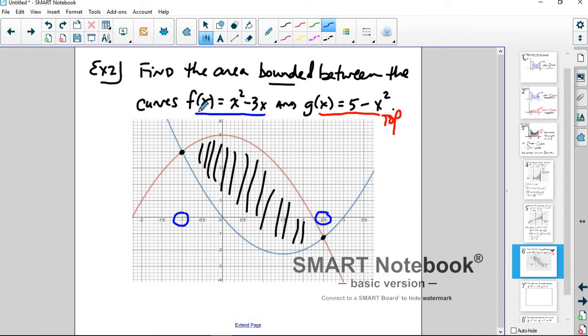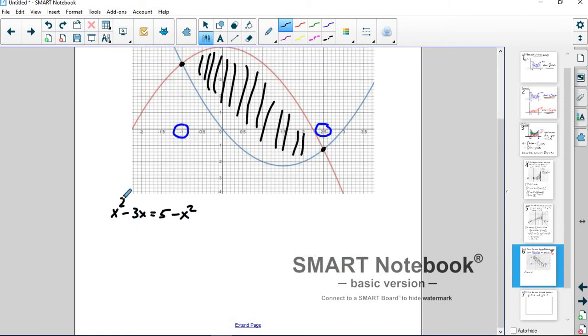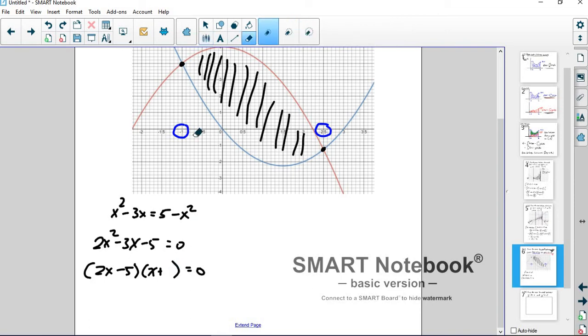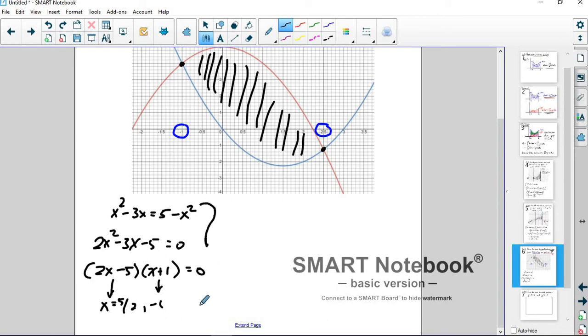Well, you find out where two curves intersect by setting them equal to each other. So I need to set x squared minus 3x equal to 5 minus x squared. So this is an extra step that you've got to do. Pull everything to one side. I get 2x squared minus 3x minus 5 equals 0. I factor. I don't expect you to do it as quickly as I do, but you certainly should be able to factor. I also expect you to factor it properly. So (2x minus 5)(x plus 1). And so this gives me x equals 5/2 as my 1 point, and this gives me x equals -1 as the other point. That does match up with what I thought. Now I'm ready to go.